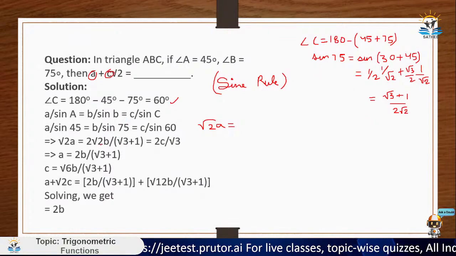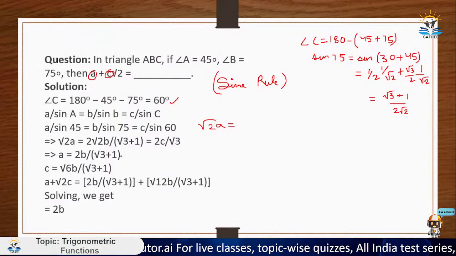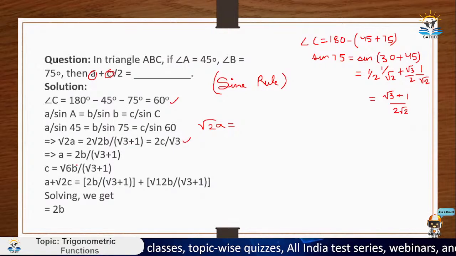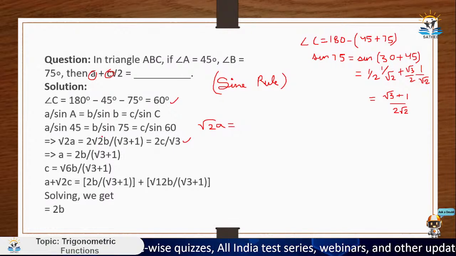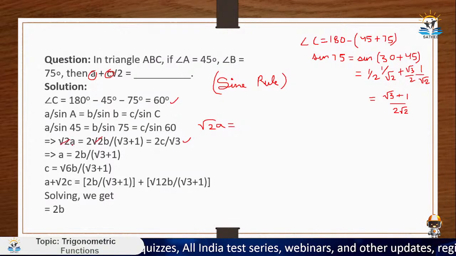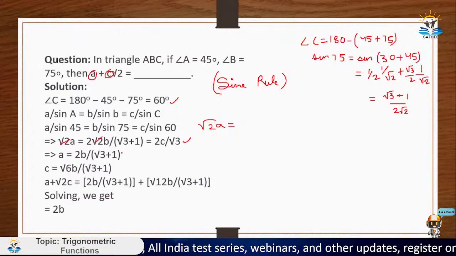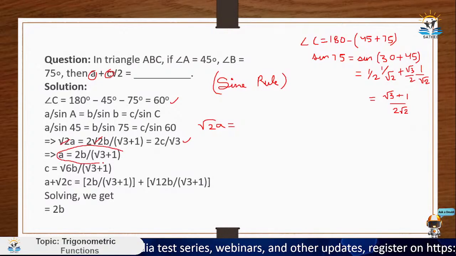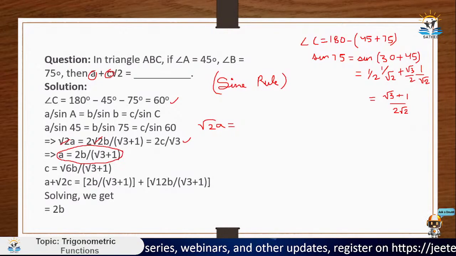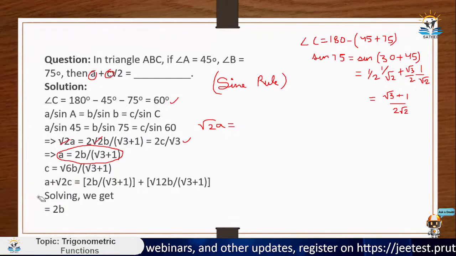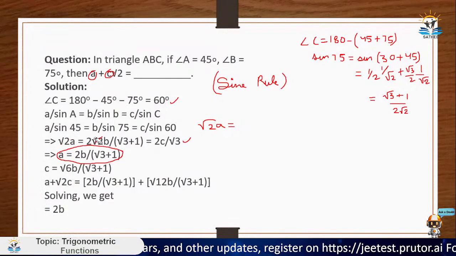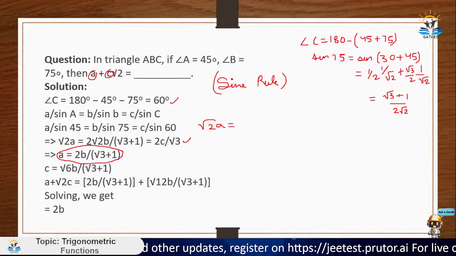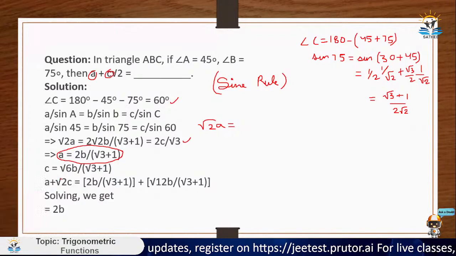So sine 75 we used here, root 3 plus 1 upon 2 root 2, and sine 60 is root 3 by 2. So you can use it here, and you will get this equation. From here, do one thing, equate these two. Root 2 and root 2 will cancel, and you will get A equal to 2b upon root 3 plus 1, which is here. Okay.